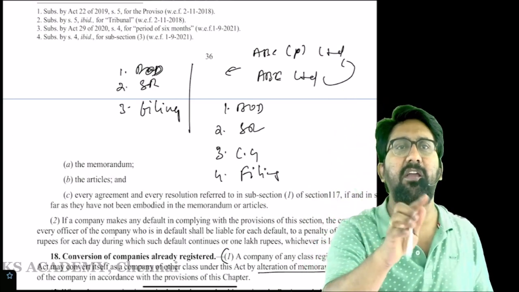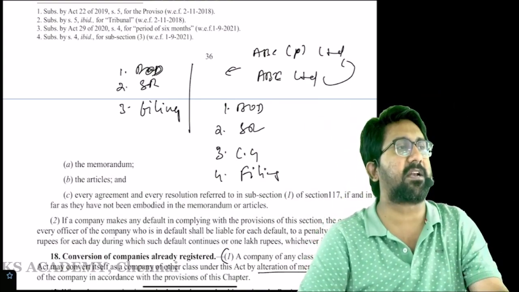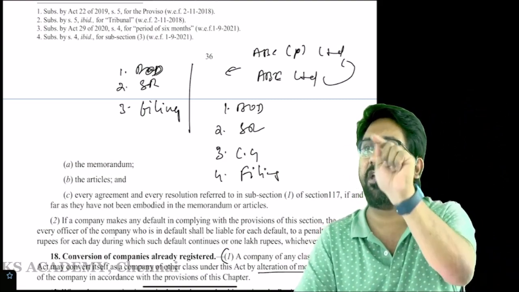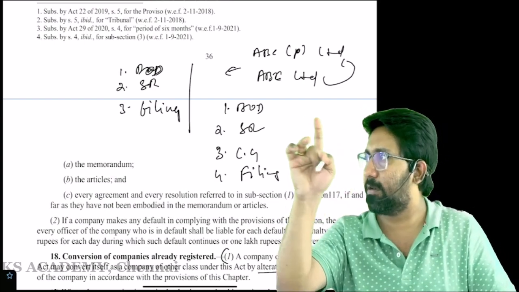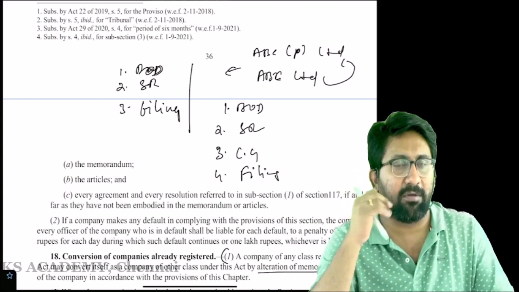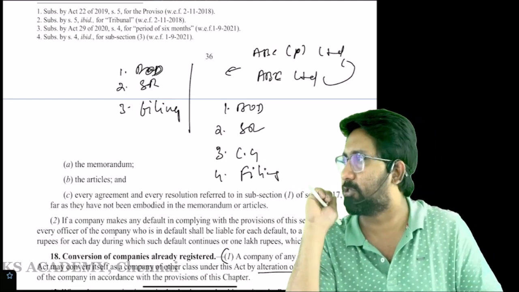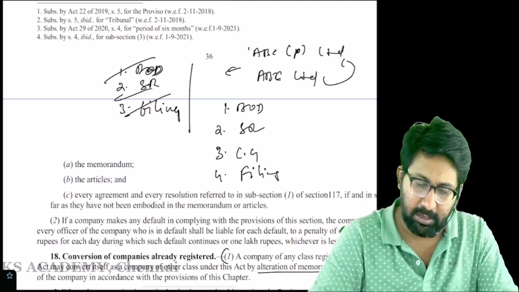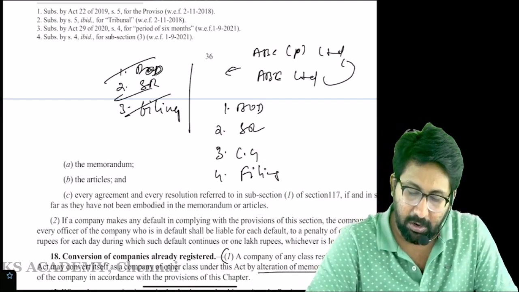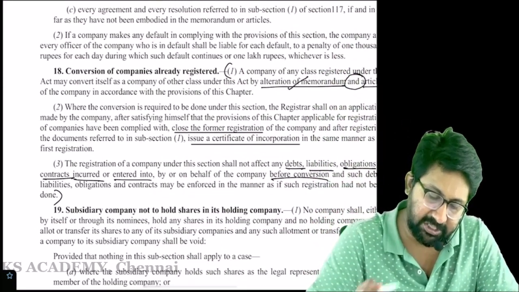Whenever you are converting a class of one company into the class of another company, the first thing that gets attracted is MOA alteration. First one. Second one will be AOA alteration. Two things will get altered first. Everyone understood? Yes, done. MOA, AOA altered. Next stage, after this, board of directors, special resolution, everything will be there. So MOA and AOA alteration is step number one.